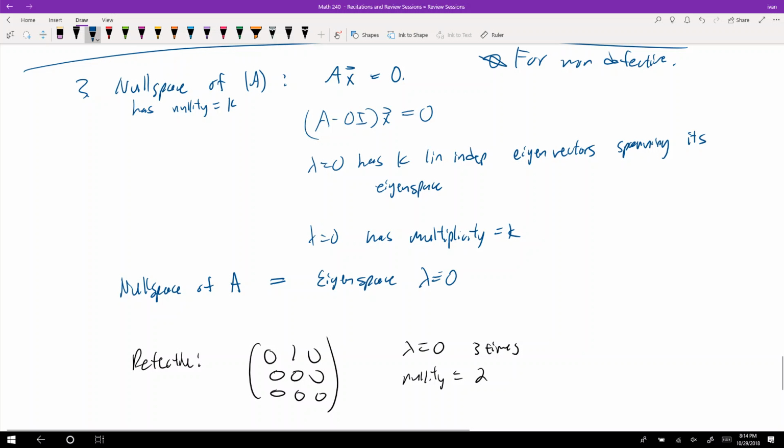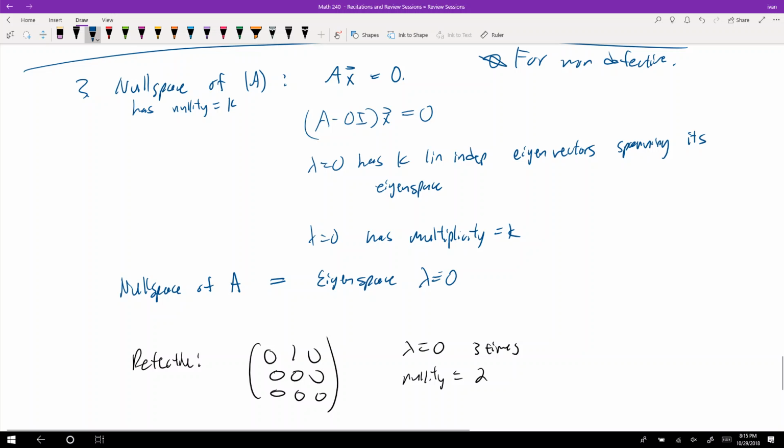I just wanted to follow up on this idea of defective matrices. Defective is when, for some eigenvalue, the nullity of the eigenspace corresponding to that eigenvalue is less than the number of times that eigenvalue appears. So here, 0 appears 3 times, because it's a triangular matrix, first and foremost. 0, 0, 0 is my eigenvalue, so that's 3 times.